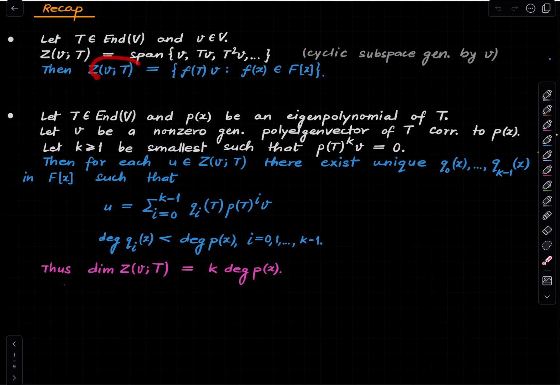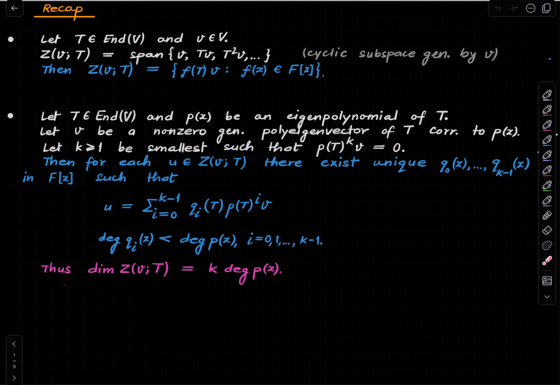And here is an observation that we made. In terms of polynomials, the cyclic subspace generated by the vector v is just: pick a polynomial, apply the corresponding endomorphism to v, and collect all such things. That is a subspace and is the same as the cyclic subspace generated by the vector v. So we saw all this.